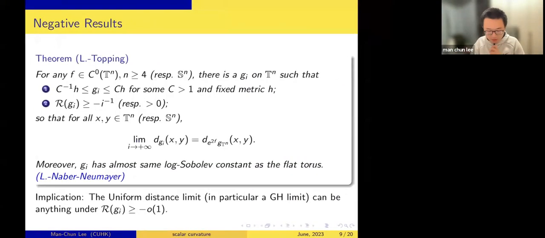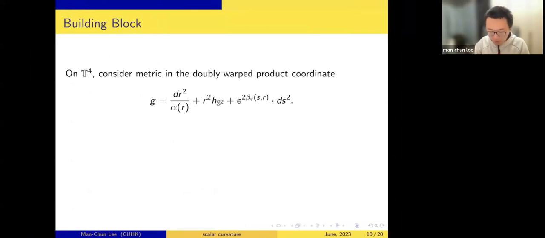But I want to point out, let me have a quick overview of the construction, and then you will see what kind of convergence you should impose in order to make the theorem work. So the construction of our work is based on this building block. Basically I view the torus in terms of doubly warped coordinates. These two coordinates correspond to the R3, and the last one corresponds to the last R1.